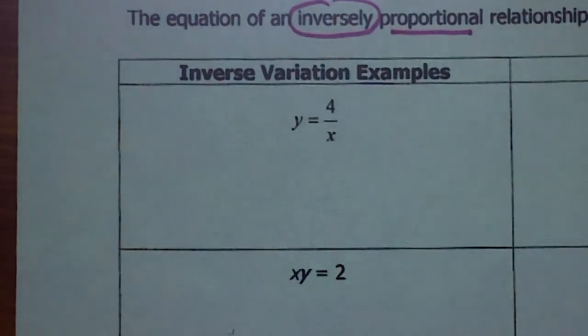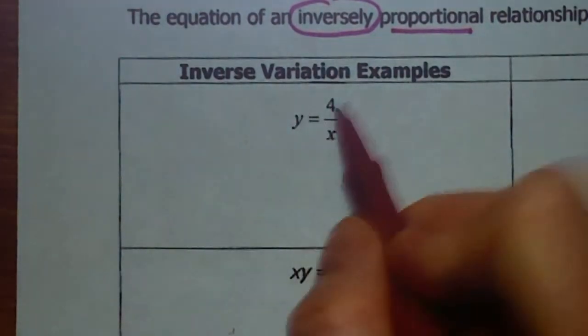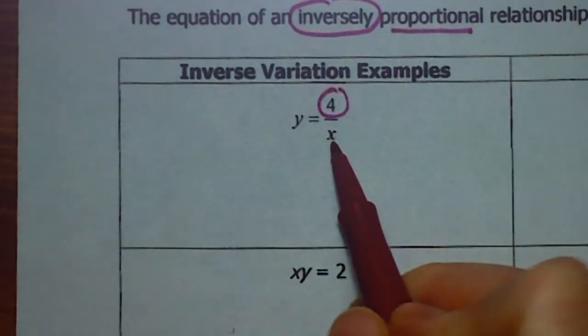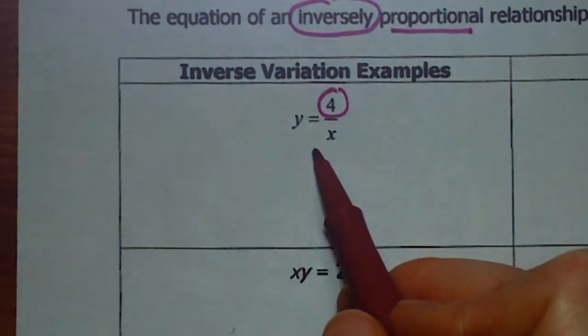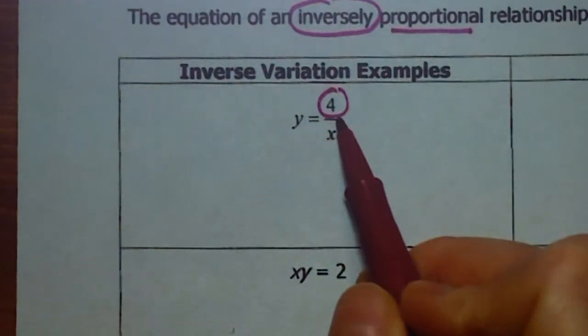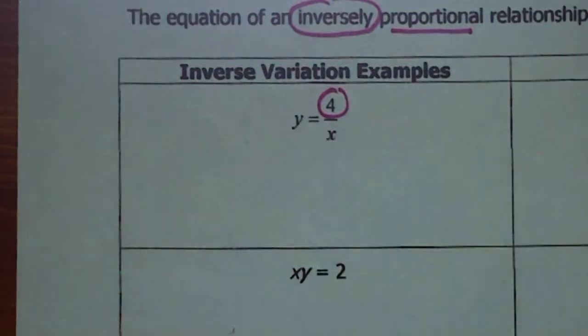Again, they need to be solved for y. So in this one, y is by itself, and there is a number k being divided by x. Same thing, y and x stay letters. There just needs to be a number in the numerator spot being divided by x. So this is a yes.